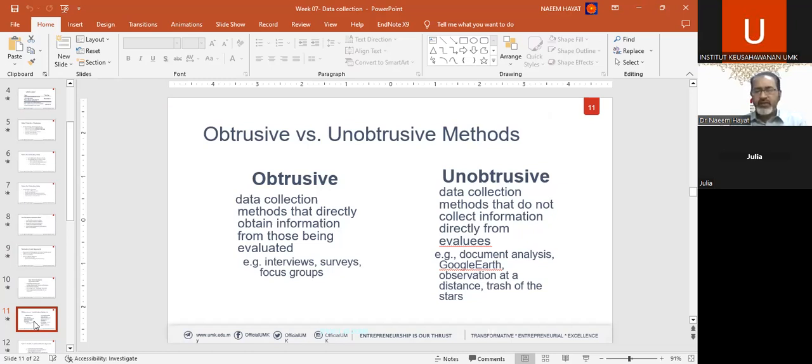Unobtrusive means we are not asking them to answer; we are just looking at them, observing them, not informing them that they are under observation. Sometimes these are documents we are looking at, or maybe Google Earth, or some observation that no one knows about as a respondent. But there are ethical issues we need to keep in mind, like we must inform people that they are under observation so that we can collect data and have some answer for our question.